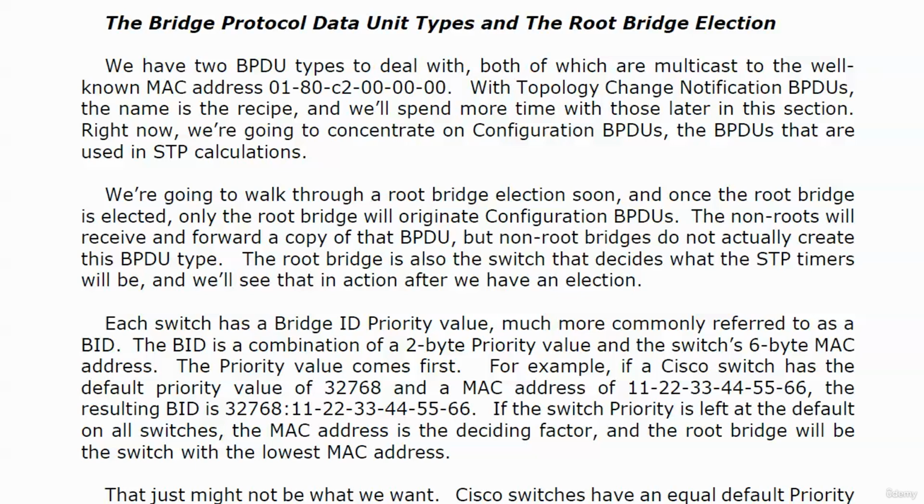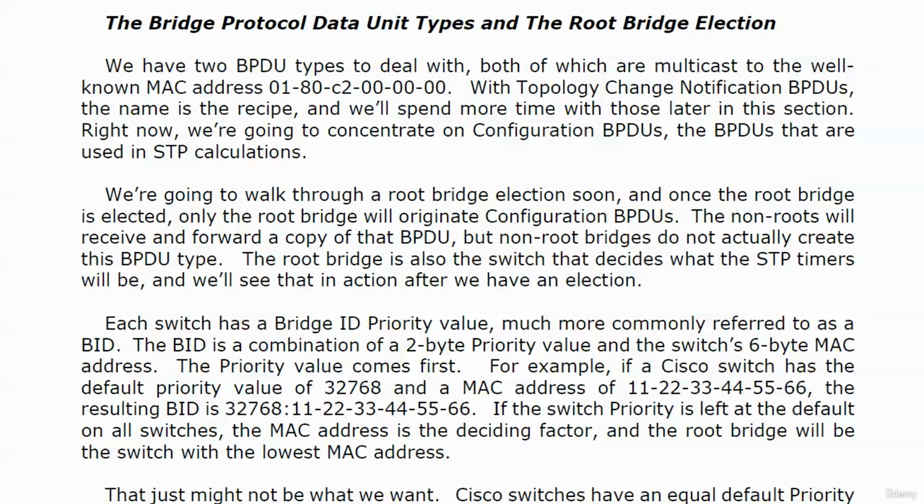Now, each one of our switches has a bridge ID priority value, which is much more commonly referred to simply as a bid. The bid is a combination of a 2-byte priority value and the switch's 6-byte MAC address. The priority value comes first in the bid. So for example, if a Cisco switch has a default priority of 32768 and a MAC address of 112233445566, the resulting bid would be 32768 : and then the MAC address after that.